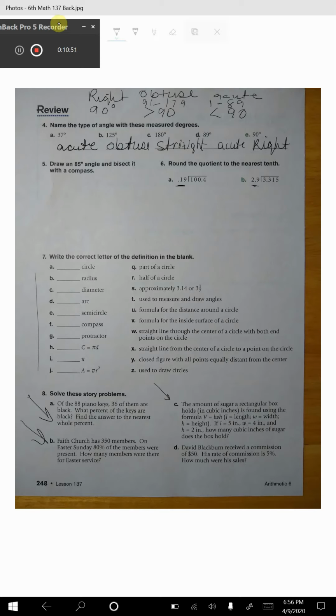So to figure out what it is, I don't know why they throw this in a review. The volume of a box is the length times the width times the height. And that will tell us how many cubic inches of sugar it would hold. So if the length is 5 inches, right? It will be times the width, which is 4 inches, times the height, which is 2 inches. So how many cubic inches will that hold?